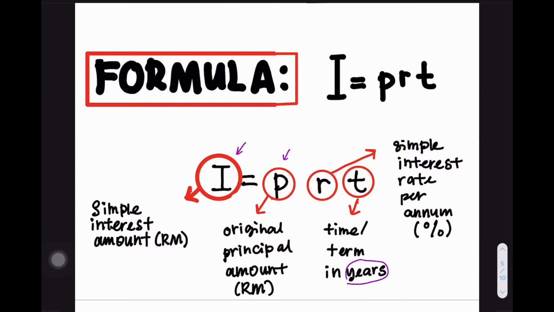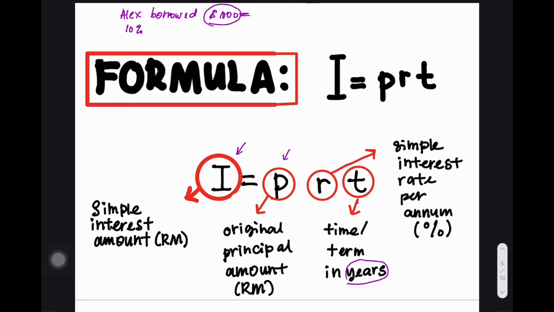Okay, bila awak buat pinjaman ataupun pelaburan, ini adalah dia punya formula. So dalam kes Alex just now, Alex borrow $1,000, dan bank kenakan kepada Alex interest 10%. So ini adalah maklumat yang kita ada. Okay, so 1,000 ni apa?